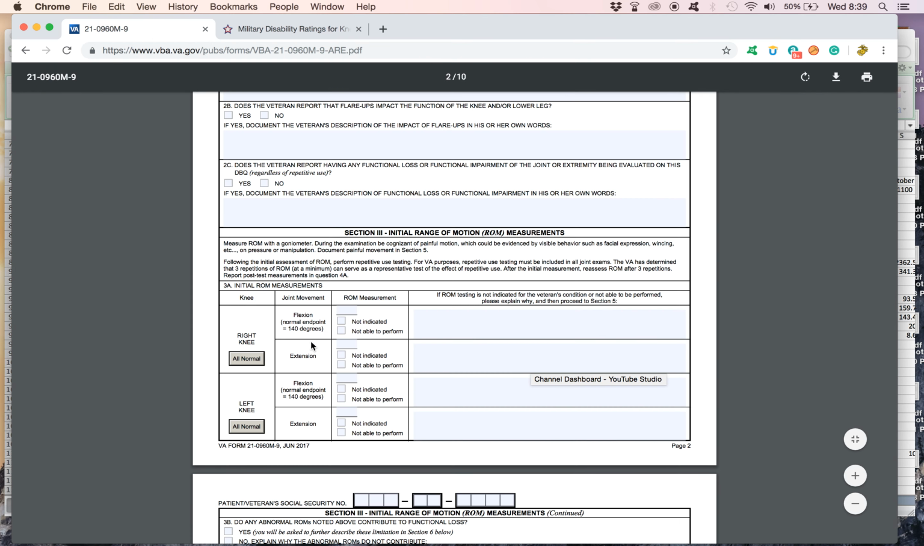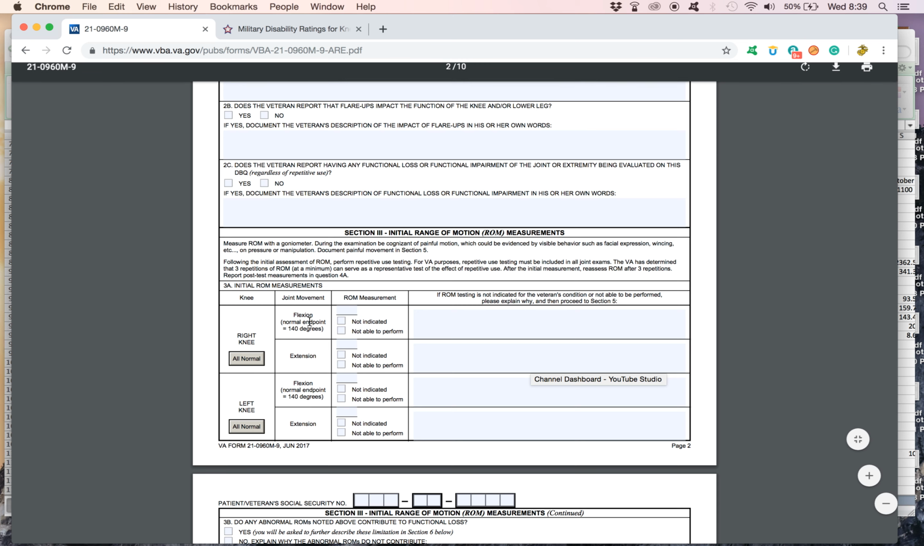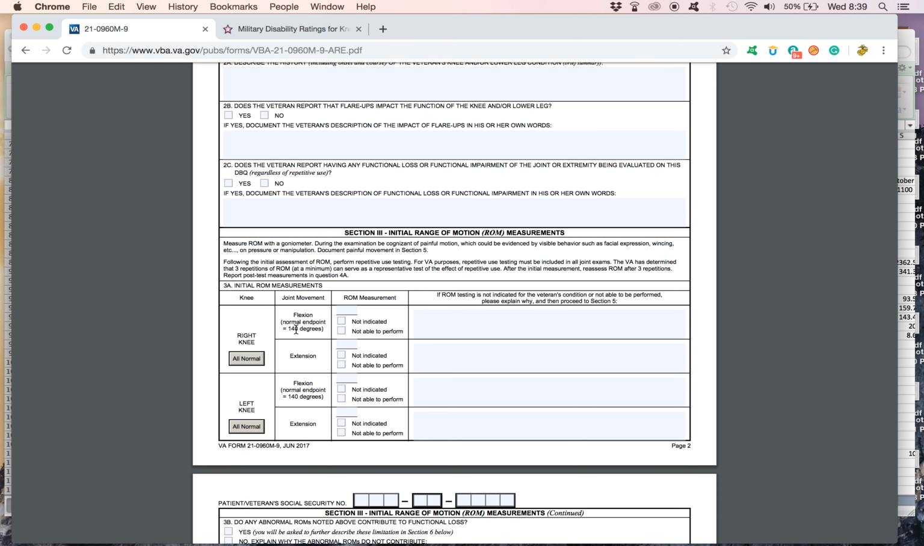So again, right here is limitation of flexion. This is where I wanted to explain. You've got flexion and you've got extension. Flexion, you would go back all the way to 140 degrees. Extension, you would go all the way up. So this is where you would get rated. And if you get the joint movements in regards to your knees, then you would get these two ratings.